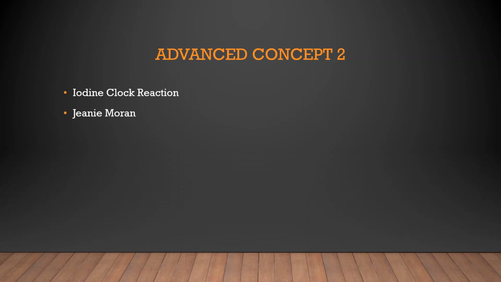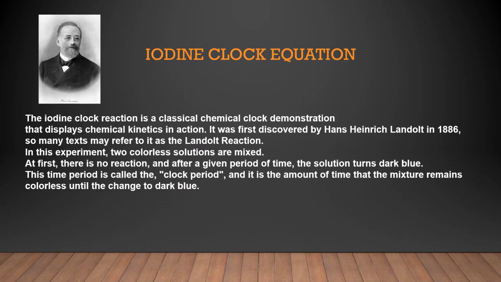My name is Jeannie Moran and I'm going to take a little time to explain this presentation to you using some household ingredients. First, let's do a little review. The iodine clock reaction is a classic chemical clock demonstration. It's used to display chemical kinetics in action. First discovered by Hans Heinrich Landolt in 1886, many texts today still refer to it as the Landolt reaction.